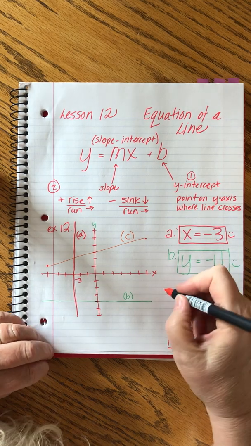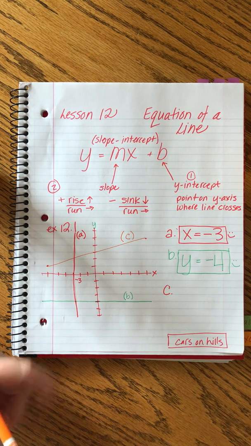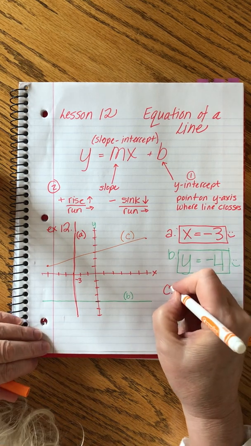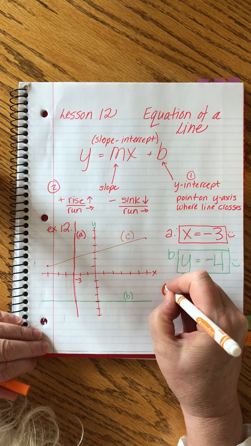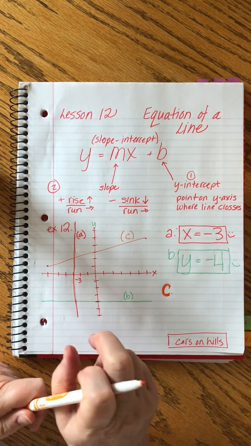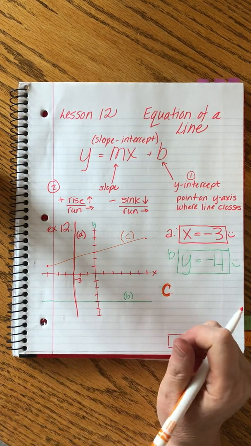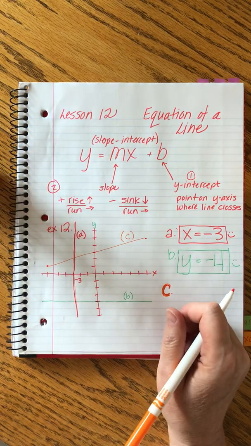All right, now how about C? Well, whoops, I'm using the wrong color. Oh no, I should be using orange. I will. There. I'm nothing if not color coordinated. All right, for this one, we need to find where it crosses the y-axis and what that slope is like.